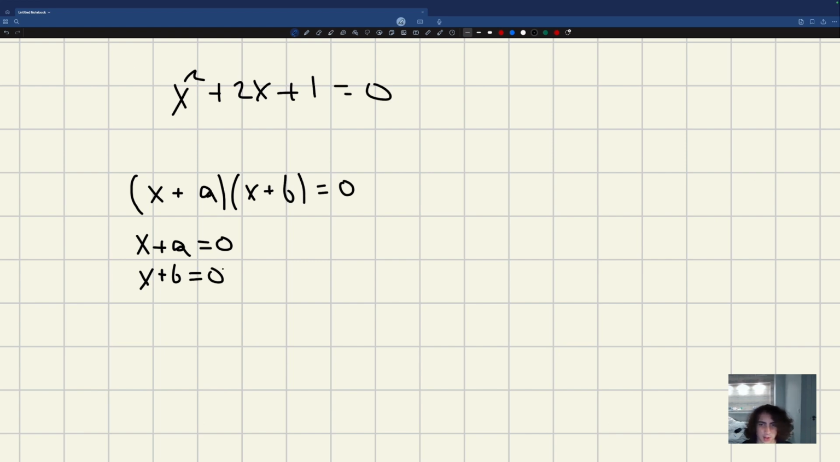Because say a times b is equal to 0, we can say that either a is 0, or b is 0, or both of them are 0.